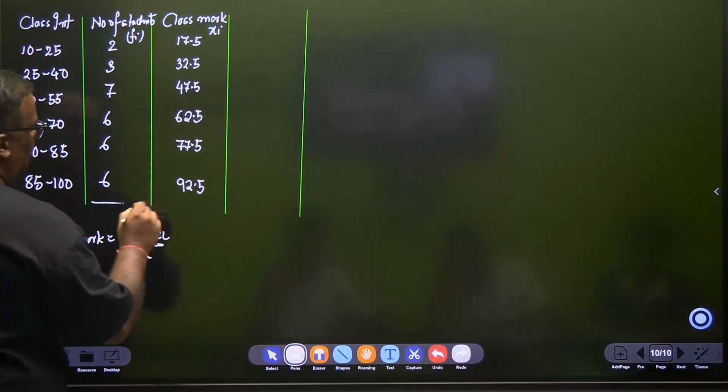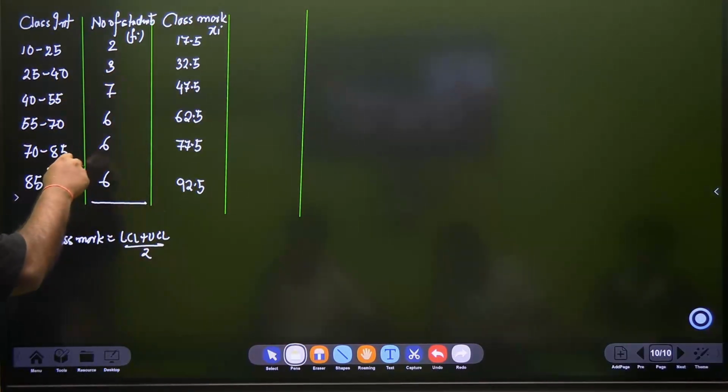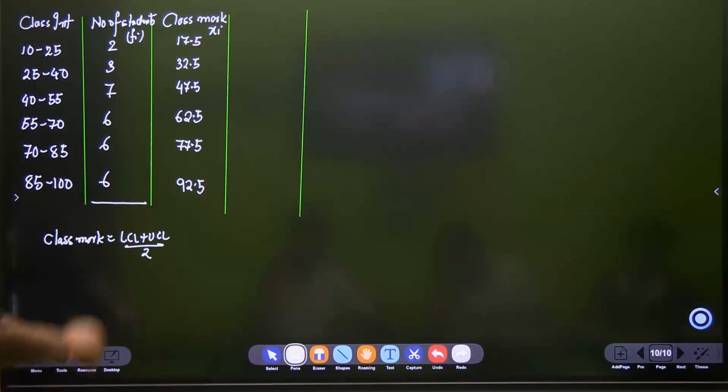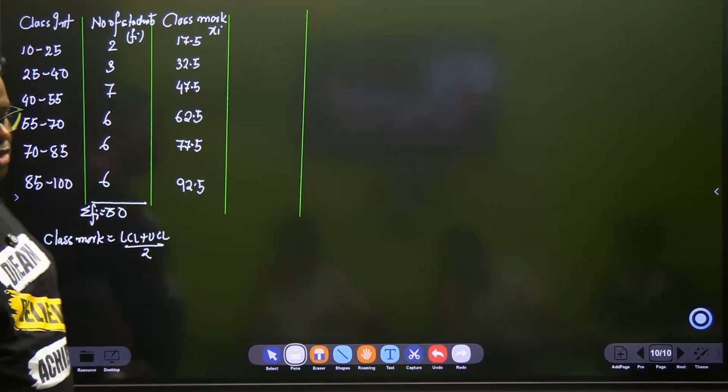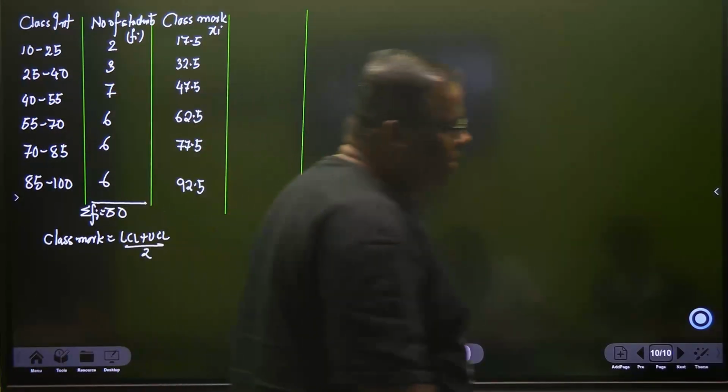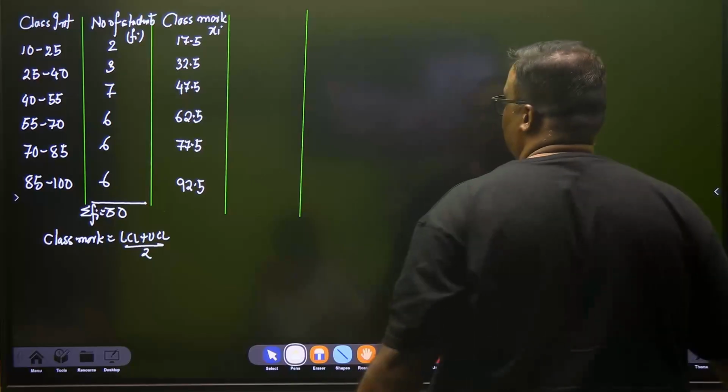How much is this? This will be told to you, marks obtained by so many students. Let's do it: 6 3s are 18, 18 plus 7, 25. So this is 30. 30 is the value of sigma Fi, 30 students. So the question itself will tell you the following are the marks obtained.